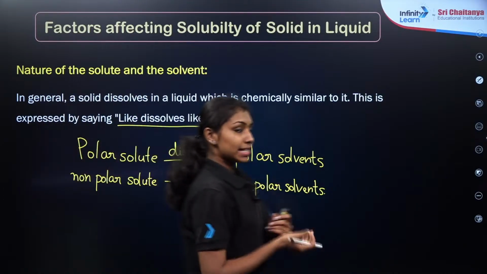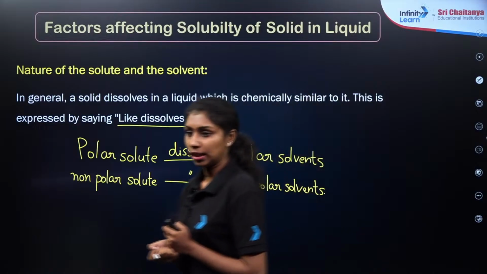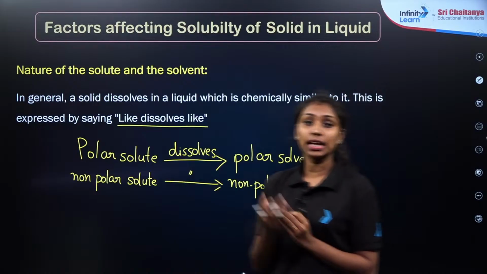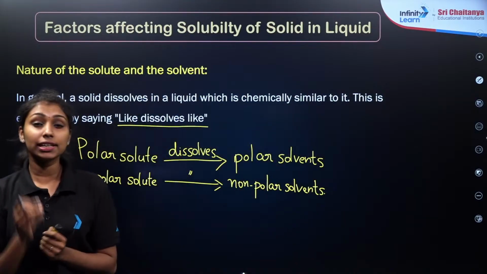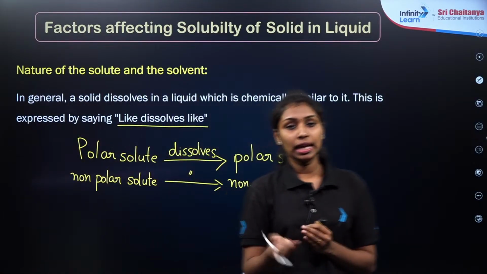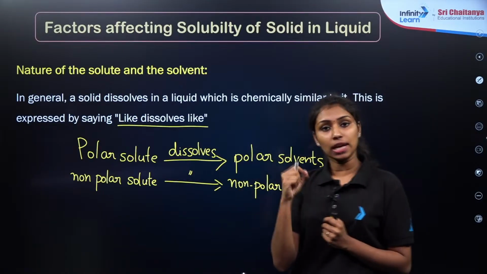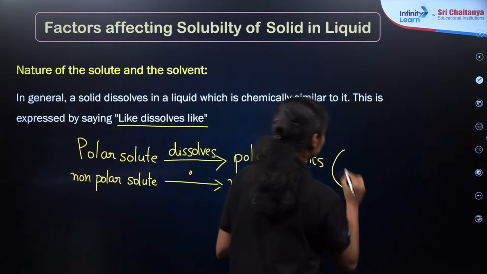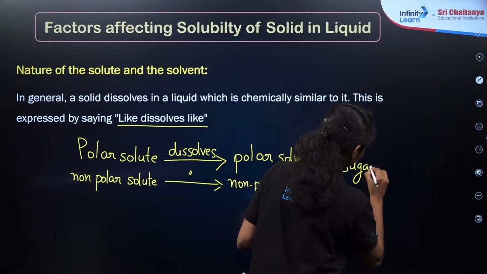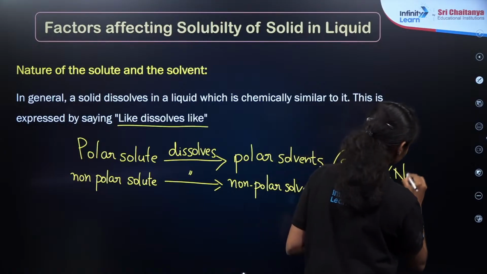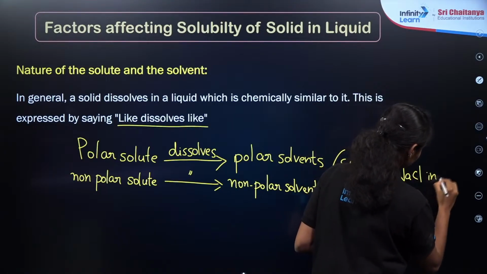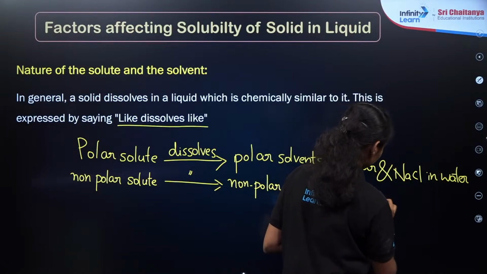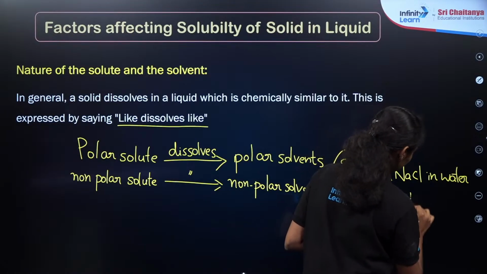Clear? For example, if I am taking salt or sugar, it definitely dissolves in water. But if I am taking an organic compound like naphthalene or anthracene, it does not dissolve in water. What is the reason behind that? Polar compounds always dissolve in polar solvents only. Like dissolves like. Clear?